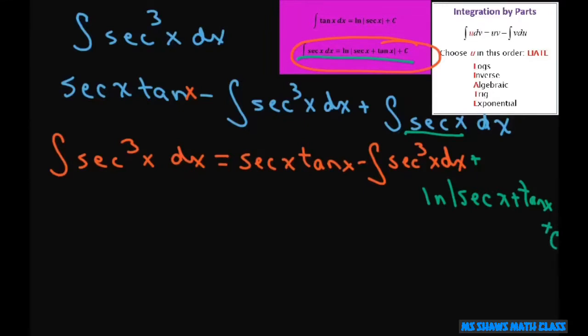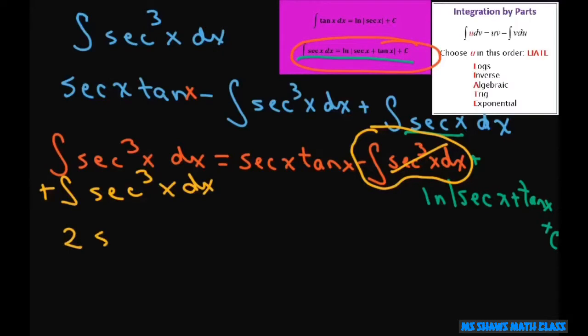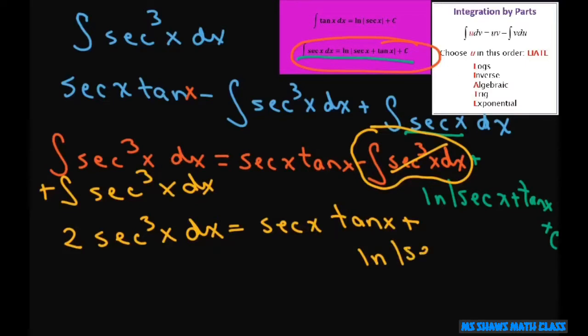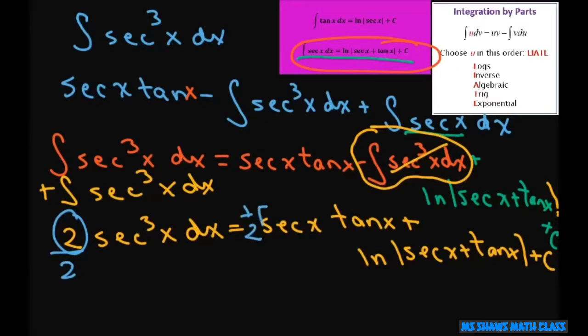Now the problem we have is this part right here. So what I'm going to do is add it to both sides of the equation. If I add it to this side, it'll go away, and I'm going to add it here. That gives us 2 times the integral of secant cubed x dx equals secant x tan x plus ln of secant x plus tan x plus c. And then the only thing else we have to do is divide both sides by 2. So I'm going to put a 1/2 over the whole thing except for the c part.